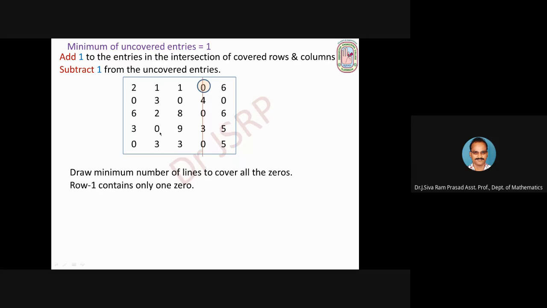Row 3 has no 0. Row 4 has only one 0. So row 4 contains only one 0. Circle that 0 and fix the column, the second column. So cross off the second column. Next, the fifth row contains only one 0. Row 5 contains only one 0. Circle that 0 and fix the column, that is, fix column 1. So cross off column 1.